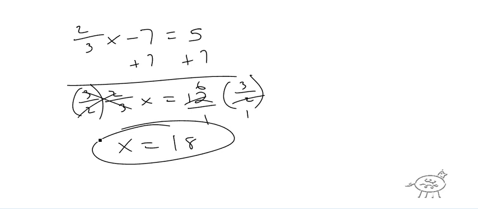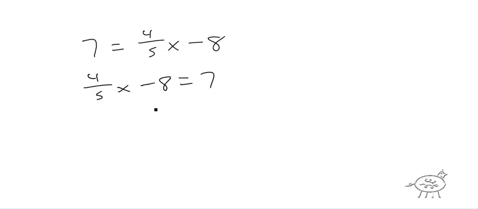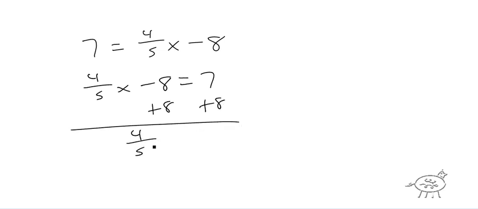Try a couple more here. 7 equals 4/5 x minus 8. Okay, so 4/5 x minus 8 equals 7. Add 8 to both sides. So 4/5 x equals 15. Multiply by 5/4.